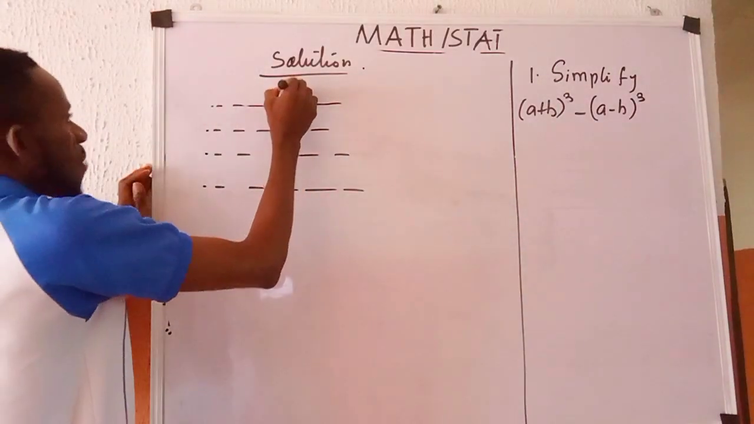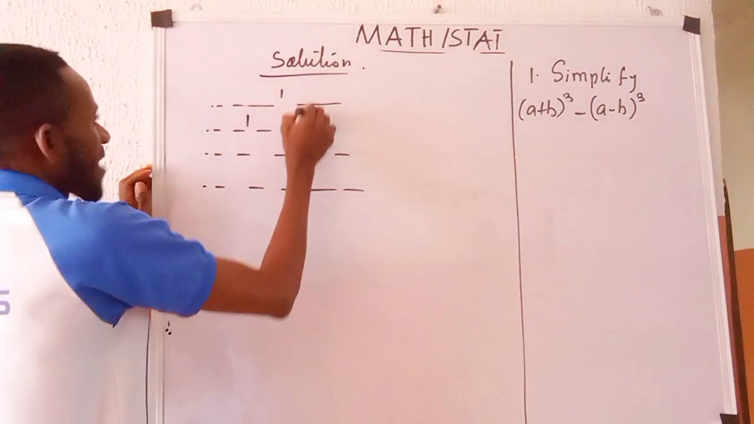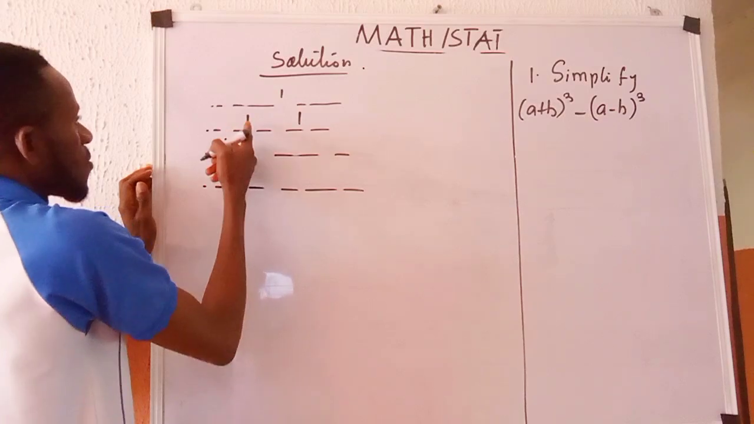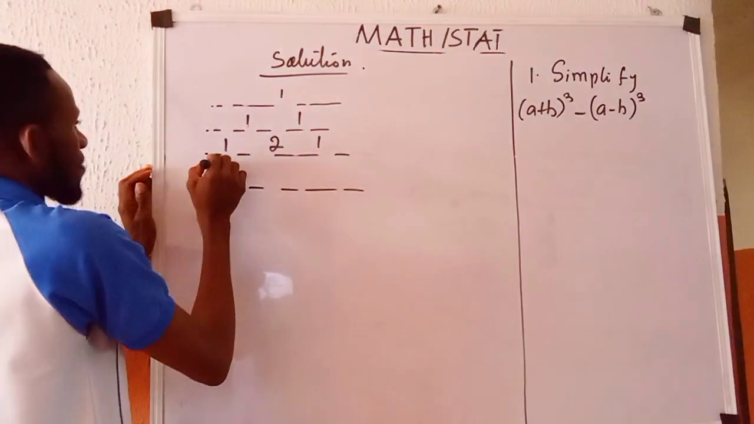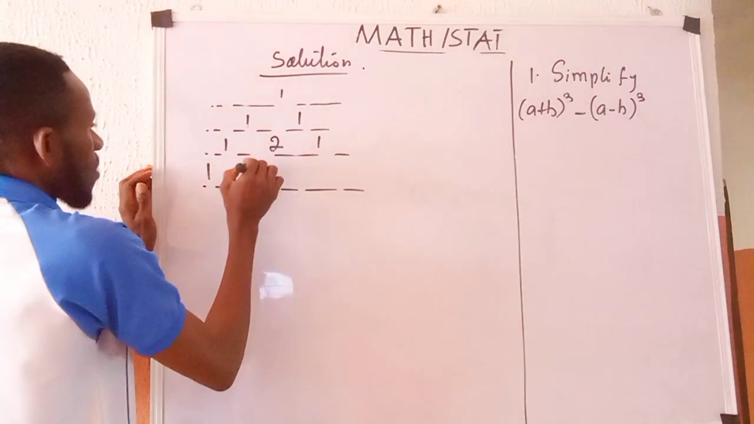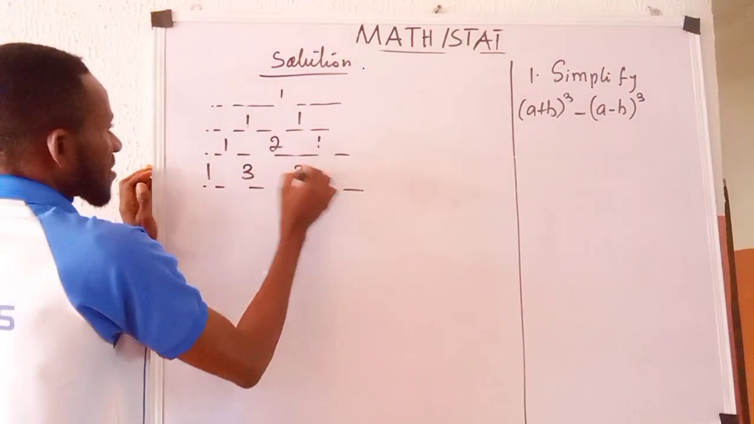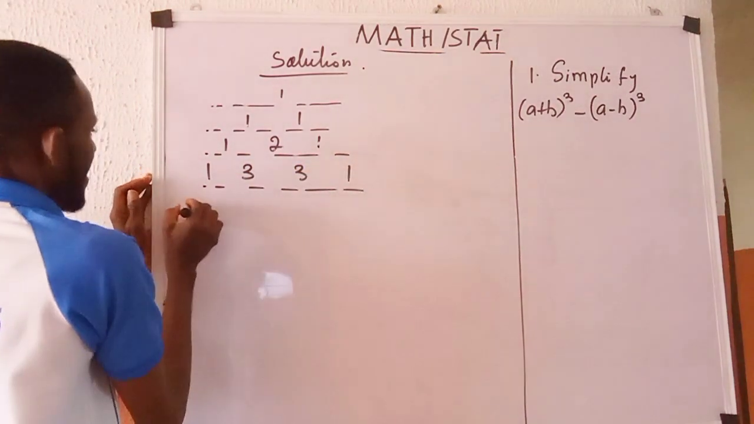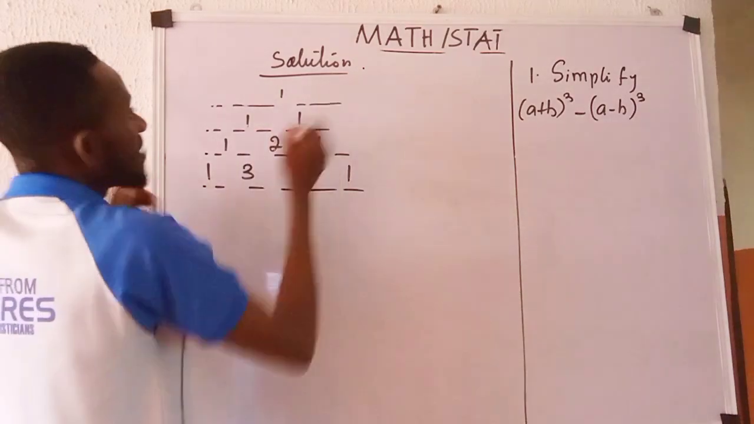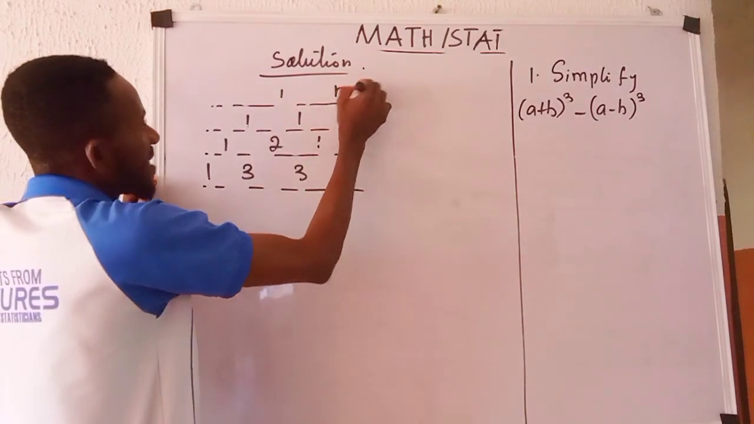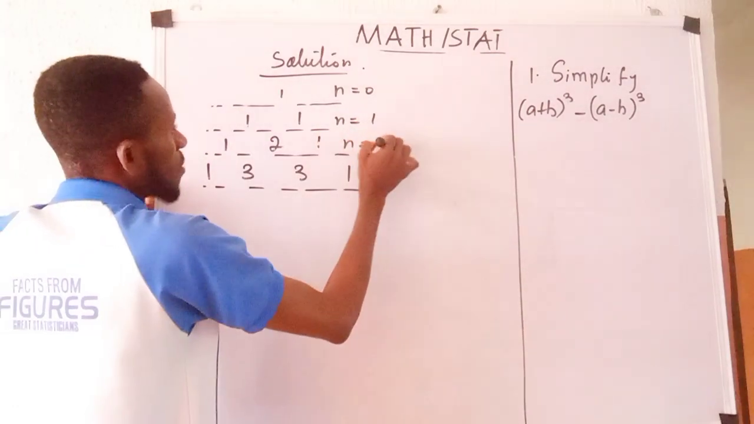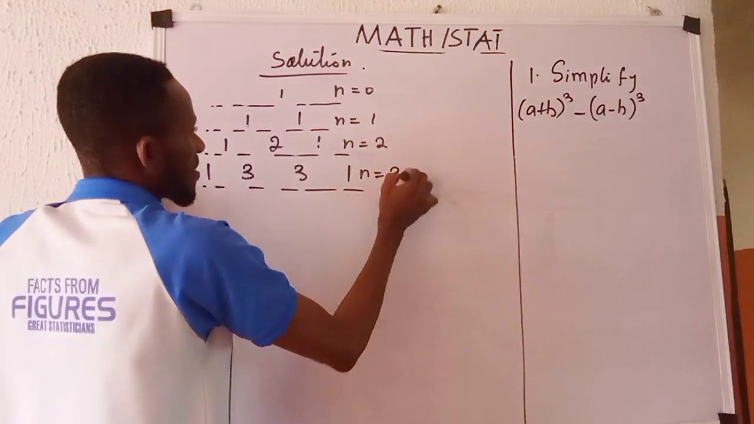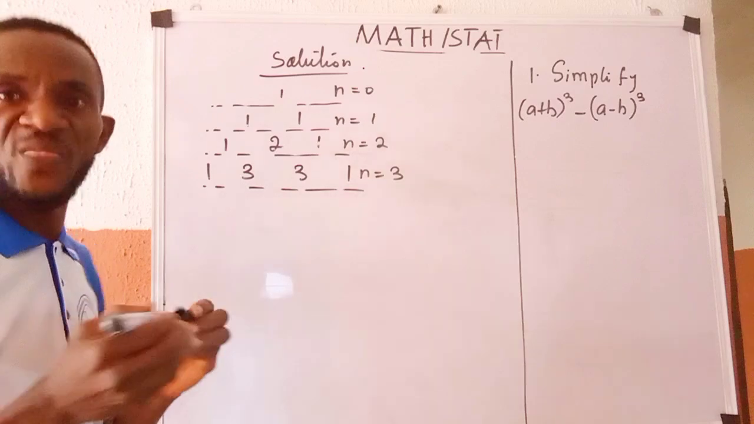Here we had 1. Here we had 1 and 1. Here we had 1, then 1 plus 1 is 2, bring down 1. Here we had 1, 1 plus 2 is 3, 2 plus 1 is 3, bring down 1. And then the value of n here equals 0, n here equals 1, n here equals 2, and n here equals 3.